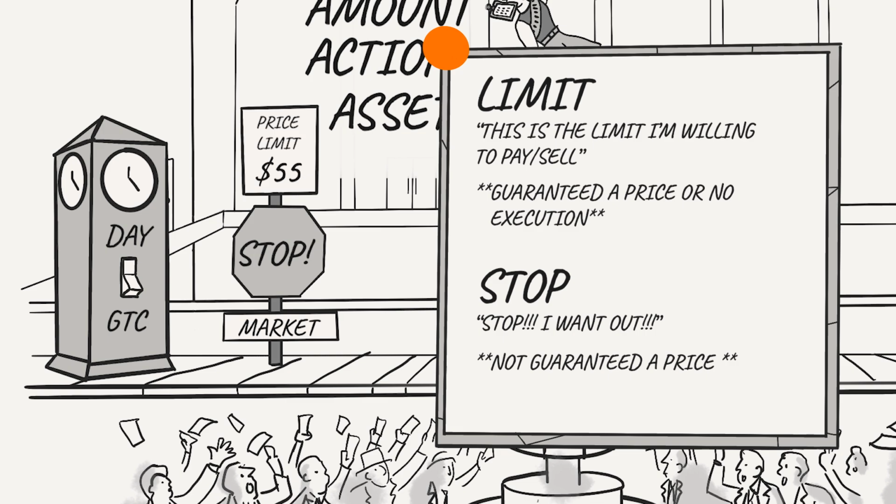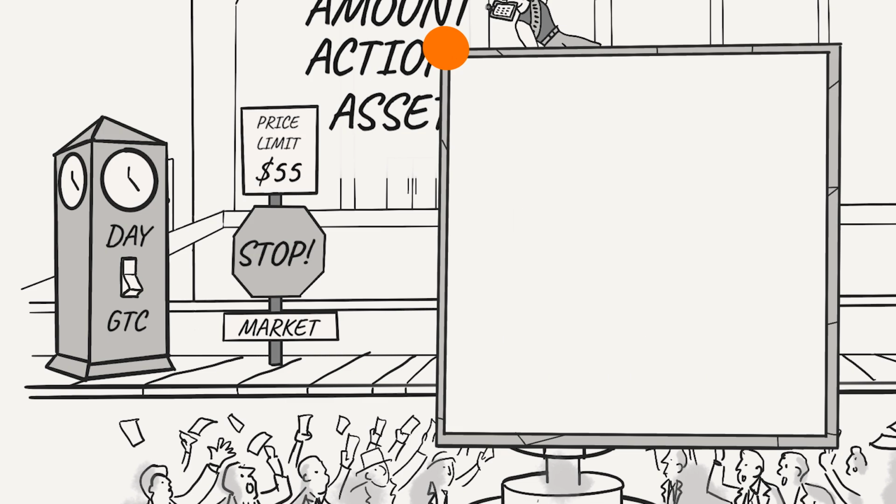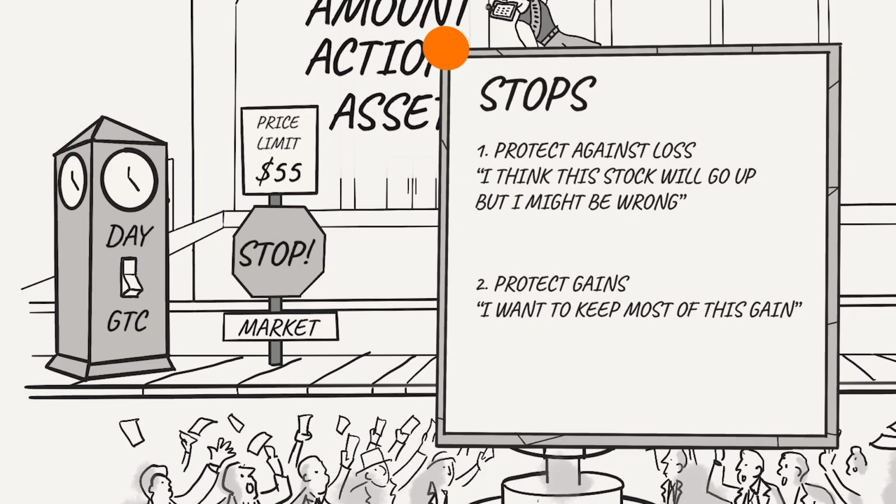I often see stops used two ways. I'm going to buy a stock because I think it's going to go up, but I might be wrong. It's rare, but it's happened before. Let's say the stock goes down 30%. I was probably wrong and I want out. So I'd place a stop about 30% below the current market price.